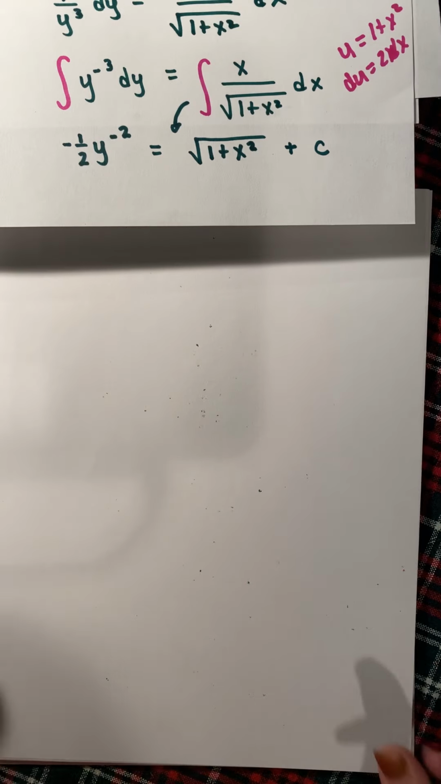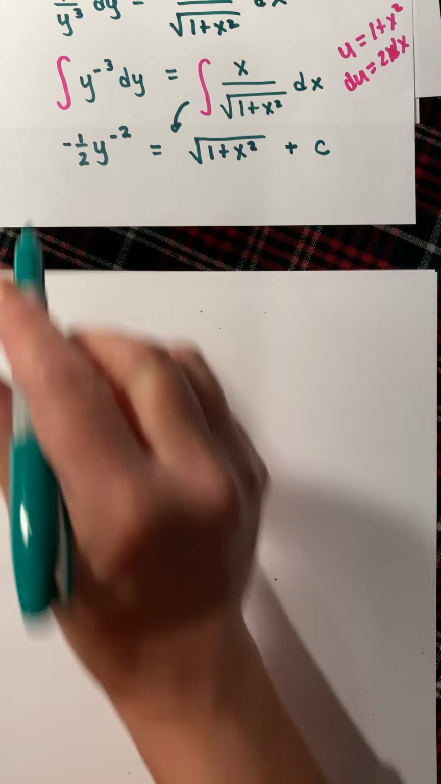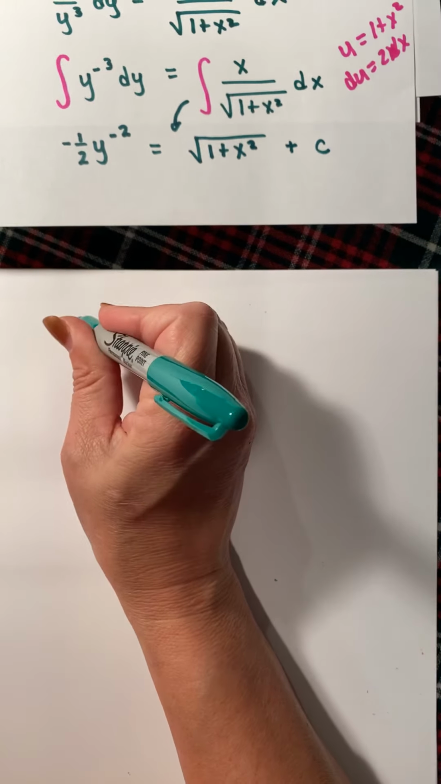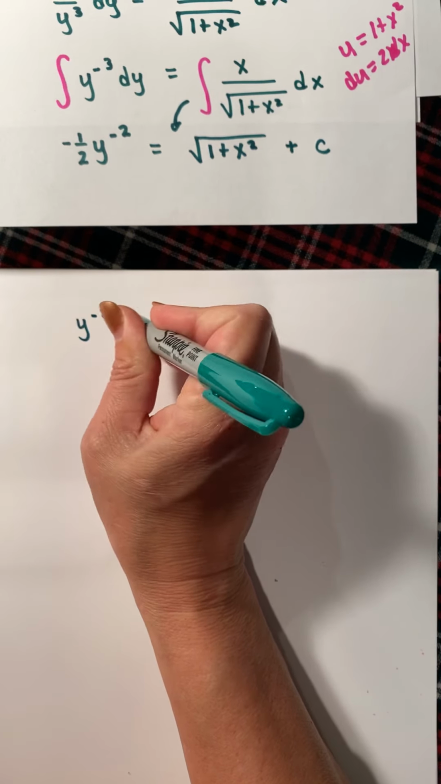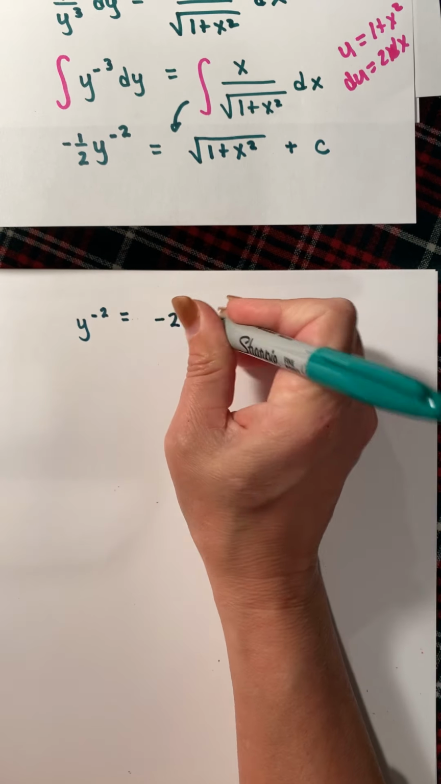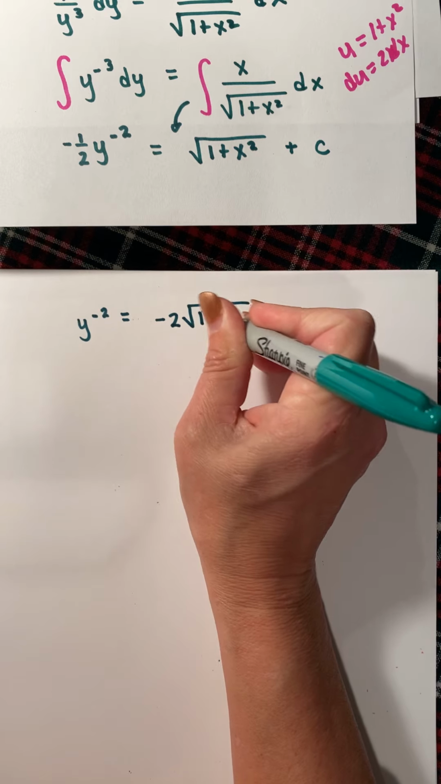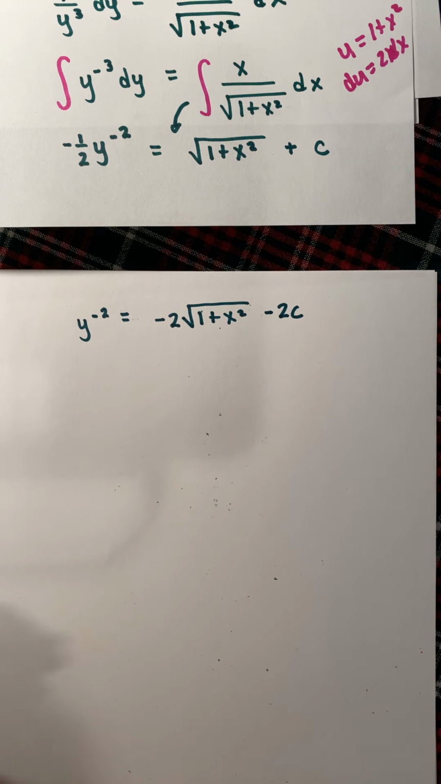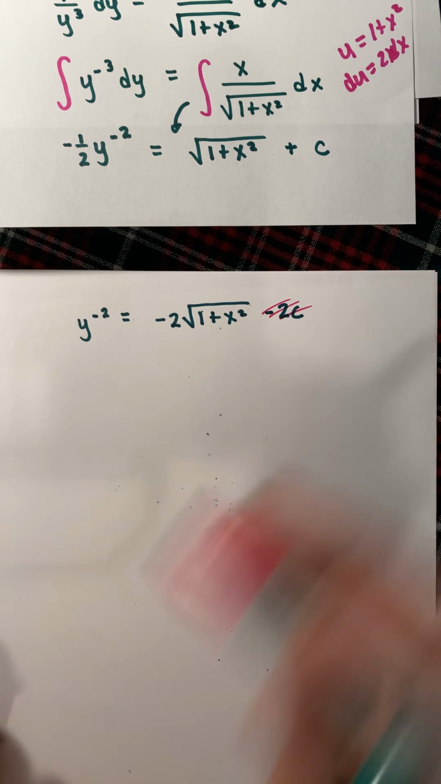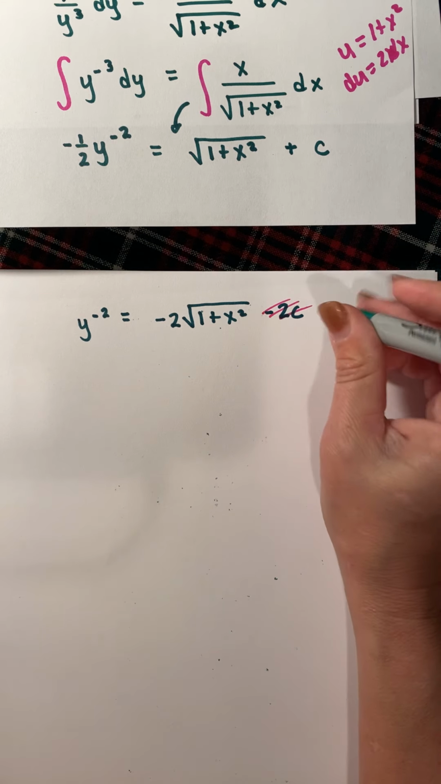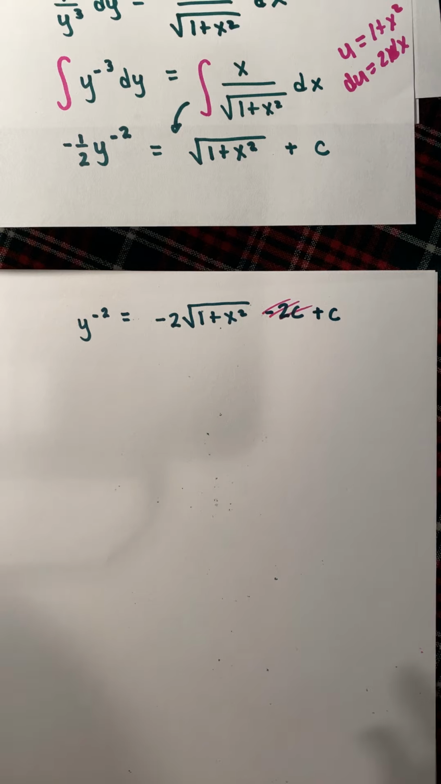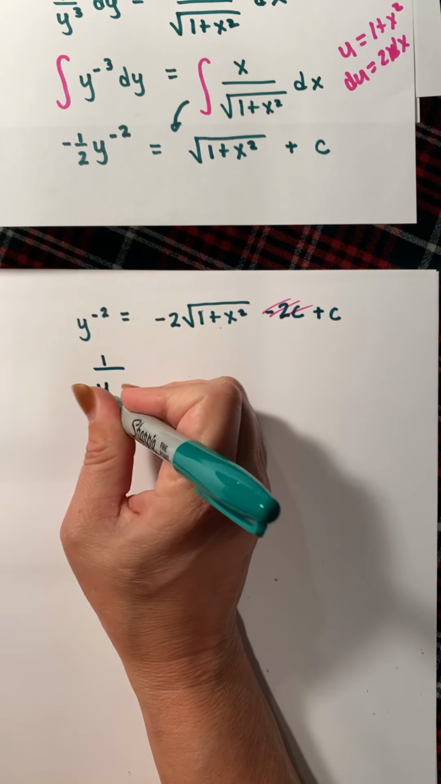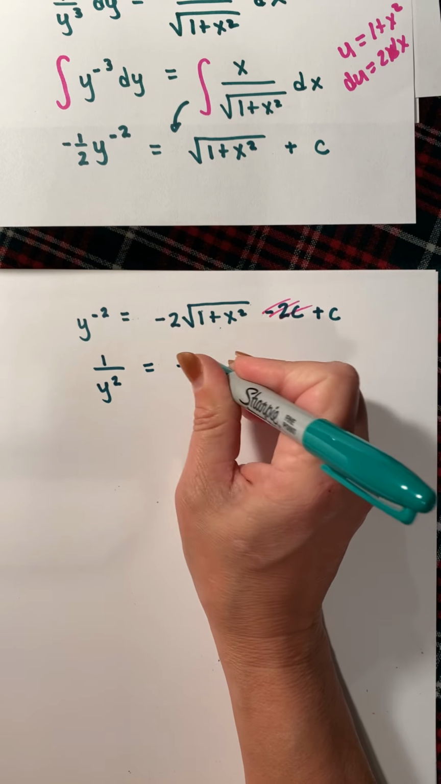All right, so let's first get rid of that coefficient. Multiply both sides by negative 2. So y to the negative 2 is equal to negative 2 square root of 1 plus x squared minus 2c. Now again, here we come with that. I'm going to not call this minus 2c, because minus 2 times an arbitrary constant is the same as just adding any arbitrary constant. I'm going to write it like this to help me solve for y.